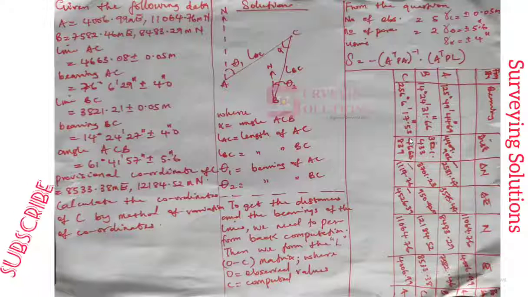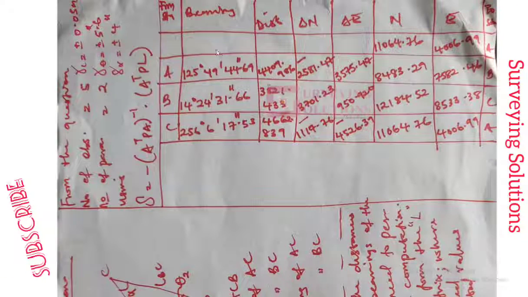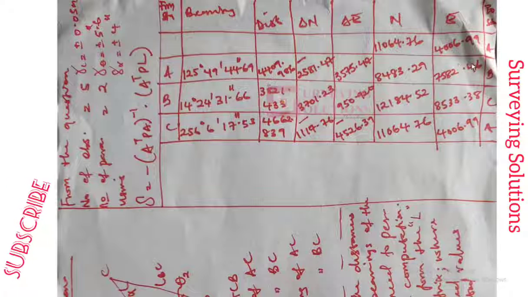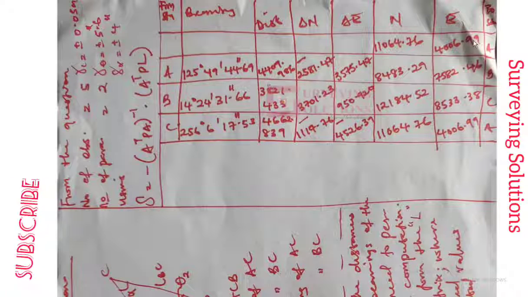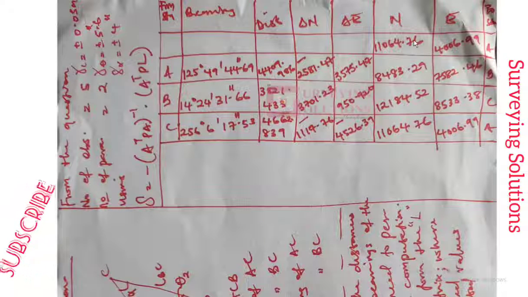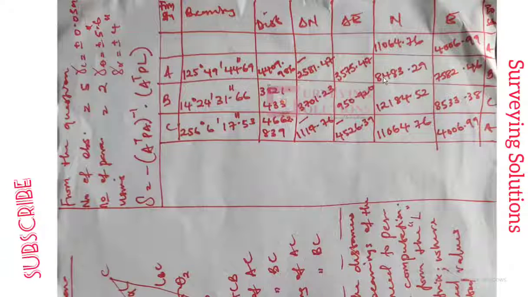Good. So now let's look at what we call the back computation of the points. Let's see how we would get the back computation of the point. The coordinate of A was given to us, which you can see: 11064.76, that's the northing, then 4006.99, that's the easting. Then we have that of B, we have that of C. And for us to have a closed loop, we are going to repeat that of A, right?